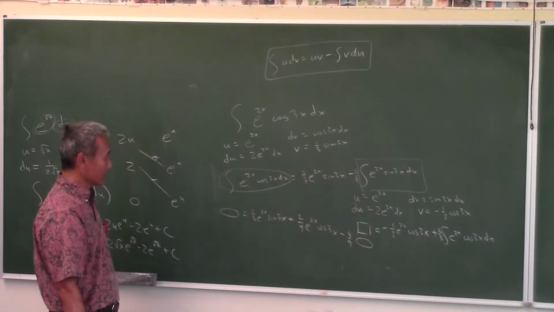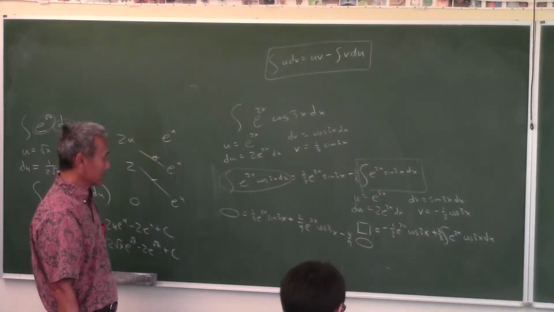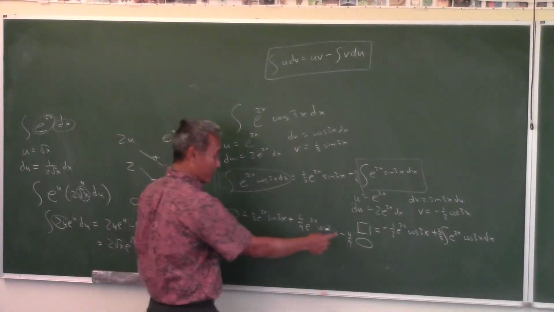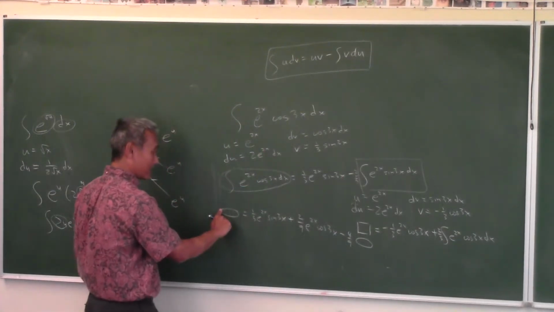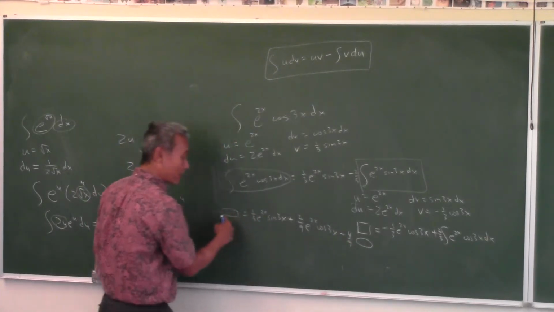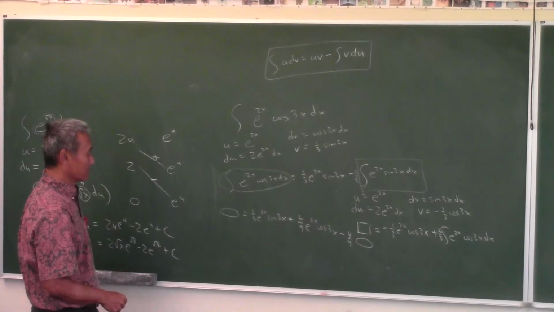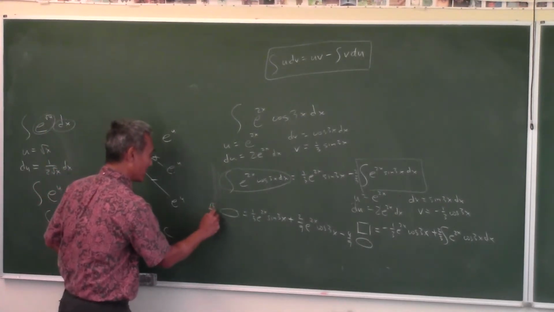Does this look familiar? Yes. Okay, so what do you do then? We solve for the unknown integral. You take this oval and bring it on this side. So if I add 4/9 oval to both sides, what are you going to get? 13. This is 13/9 oval.